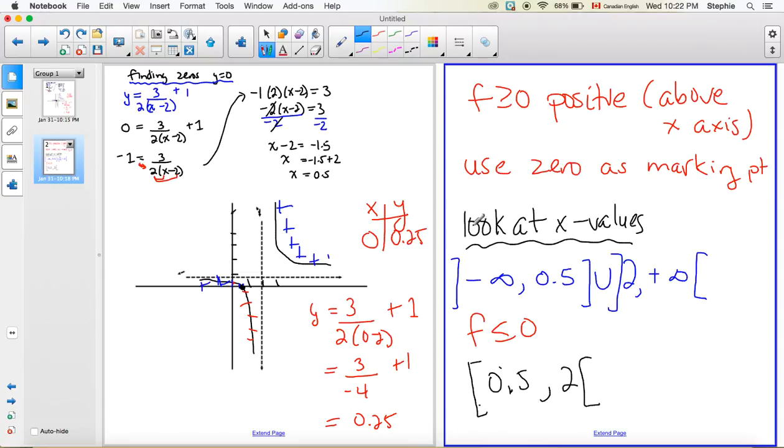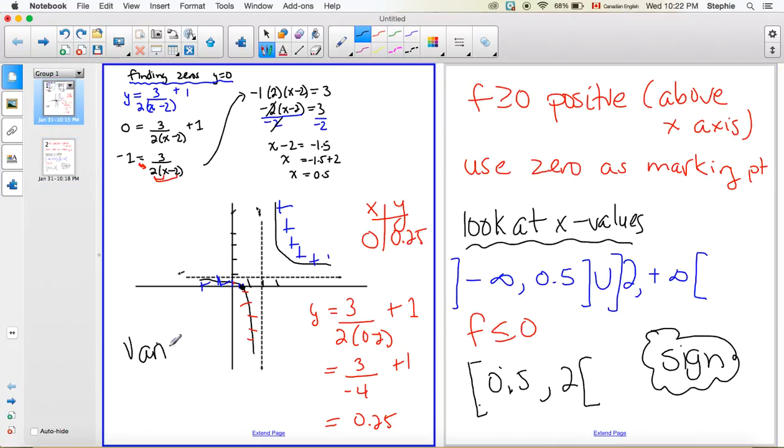Another word for this is called the sign. So this is called the sign. Okay. And the variation, when is this increasing or decreasing? Well, this is always going to be decreasing. So the variation is always decreasing. It doesn't happen that it sometimes increases and sometimes decreases. It always increases or decreases.